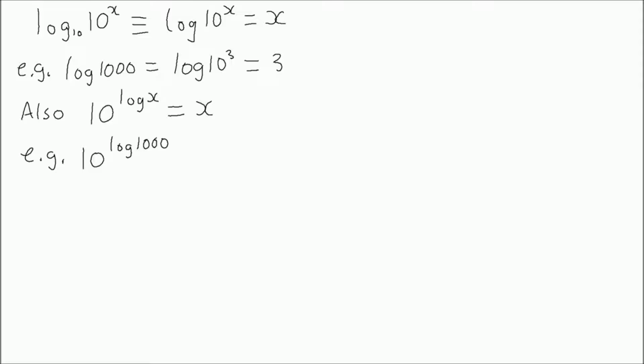And to see why, we can go like this. That's 10 to the power of log, and 1,000 is 10 to the 3. The log of 10 to the 3 is 3. This is 10 to the 3, which is 1,000.